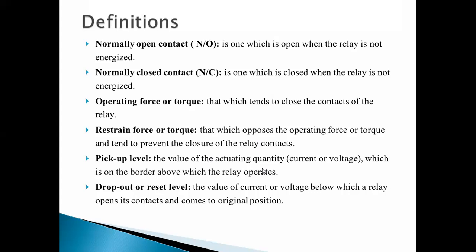the relay operates. Relay operates means, suppose that value is 100. If that fault occurs, suppose we are considering the actuating quantity is current, that may be current, that may be voltage. If the current increases above this 100 value, then your relay will trip the circuit breaker. Means your relay will operate. So this 100 ampere is your pickup level of the current.